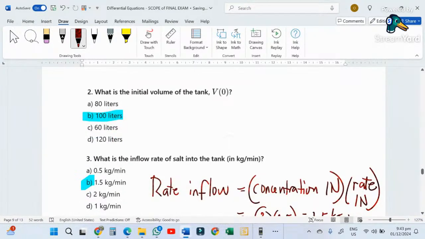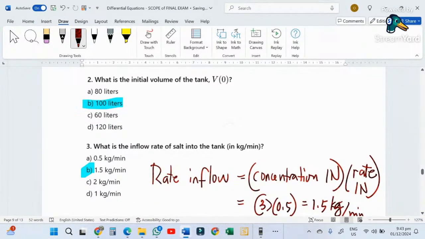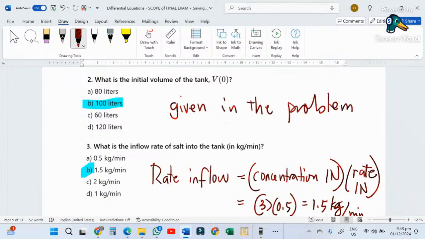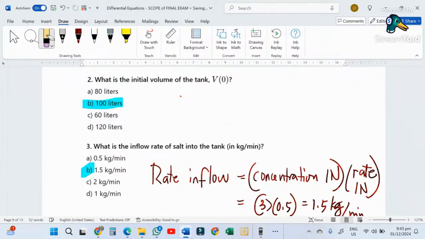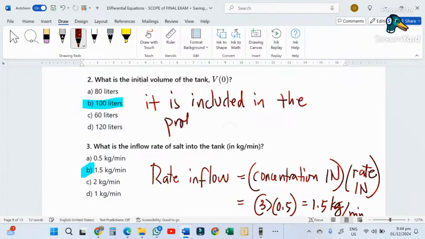Let's go to number 2. What is the initial volume of the tank? That is V of 0. Again, it was given in the problem, or it is included in the problem statement. Maybe we can put that in, because "given in the problem" was already used in the first question. So you say it is included in the problem statement.